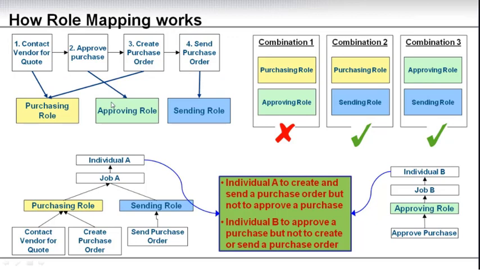Now there's still a possibility for fraud, but in this case they now need to collude, working together on actually committing the fraud. So this comes down to the segregation of duty analysis, or SODA.